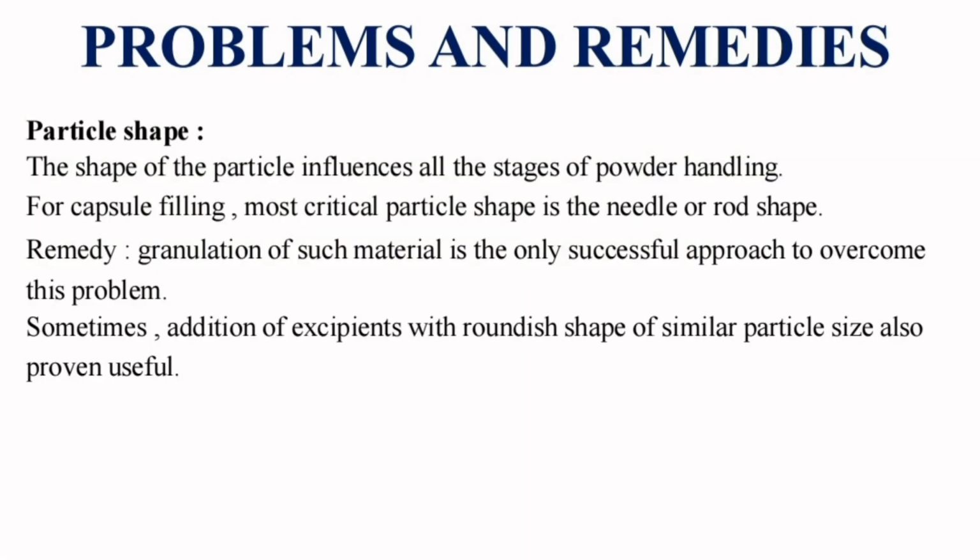Then particle shape. The shape of the particle influences all the stages of powder handling. The shape of the particle is very important. For capsule filling, the most critical particle shape is the needle or rod shape. The remedy for this is granulation of such material, which is the only successful approach to overcome this problem. Sometimes the addition of excipients with a roundish shape of similar particle size has also proven very useful. In case of rod shape or needle shape, we can go for granulation and this problem can be solved.